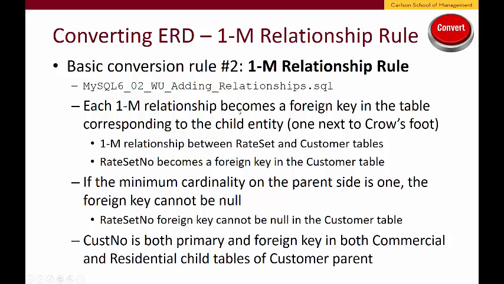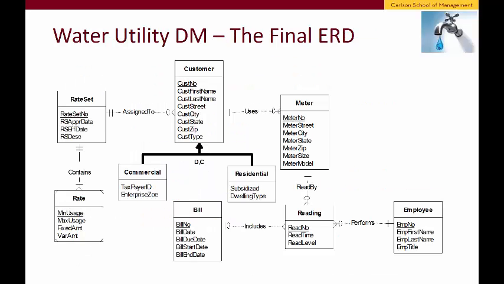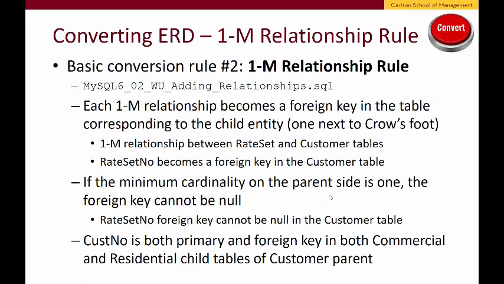So I'm going to do this first, looking at each of the relationships. If you switch a couple of slides back, a corresponding child entity, the one next to the crow's foot, becomes a foreign key in that table, next to which the crow's foot resides. And there's going to be plenty of those here, here, here, and everywhere in a reading table, as we indicated before. Okay, so if the minimum cardinality on the parent side is 1, the foreign key cannot be null. So let's remember this particular rule.